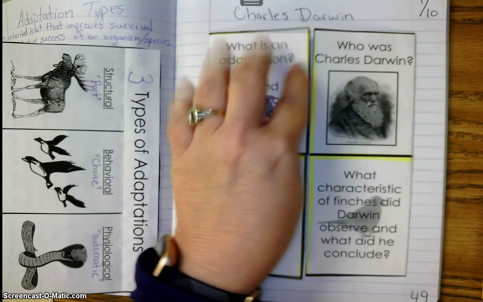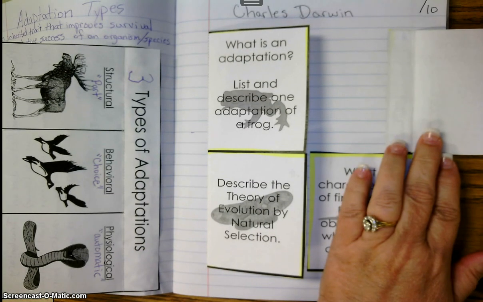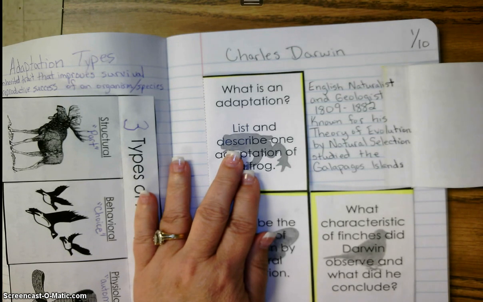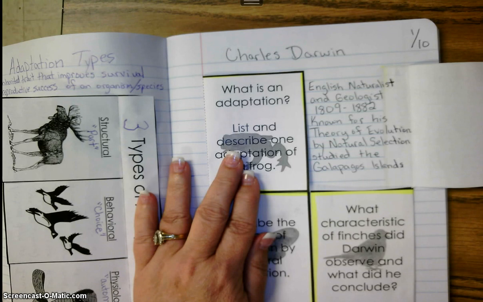Okay, so I'm going to open the flap that says, who was Charles Darwin? And I'm going to write behind it. In 1831, he was on a boat, and he studied the Galapagos Islands. He was an English naturalist and geologist, meaning he came from the United Kingdom or England. He lived from 1809 to 1882. He was known for his theory of evolution by natural selection, which most of that came from his studying of organisms on the Galapagos Islands.